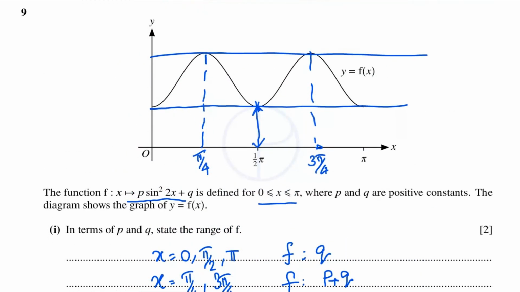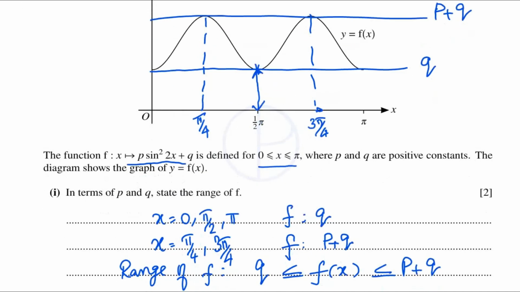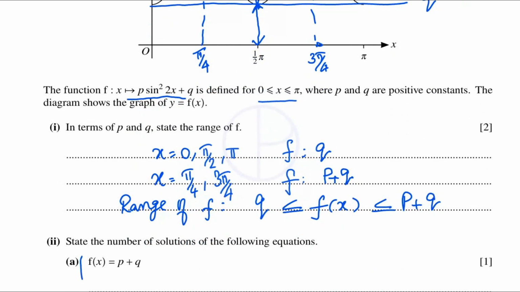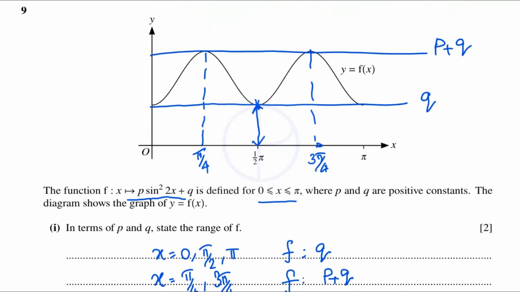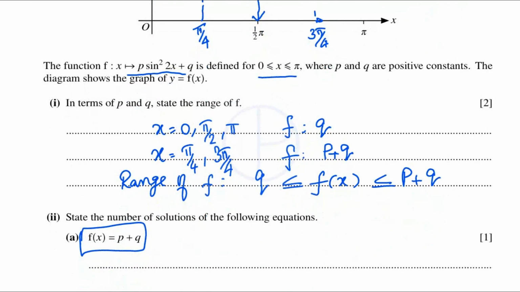So when x is 0, the function f is equal to q. So this is q and this is p plus q. Okay. So the first part is given f of x equal to p plus q. How many number of solutions? The line p plus q intersects with the curve at 2 points, here and here. So it has 2 solutions.